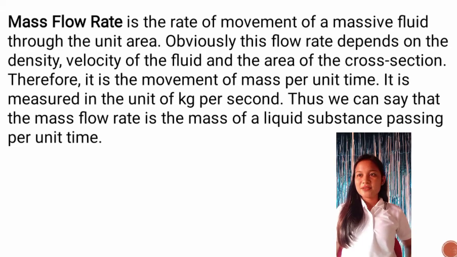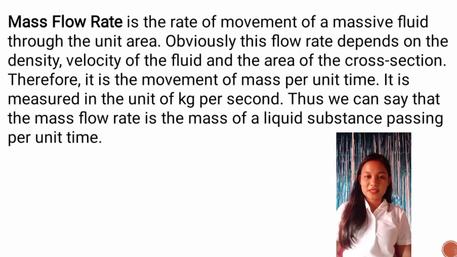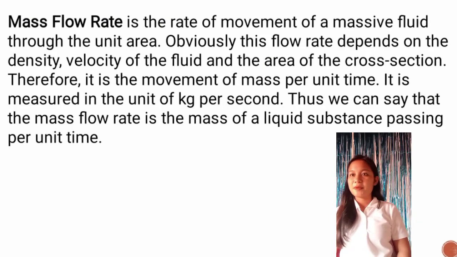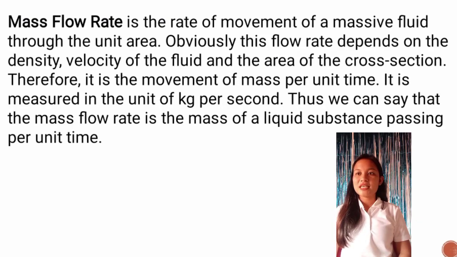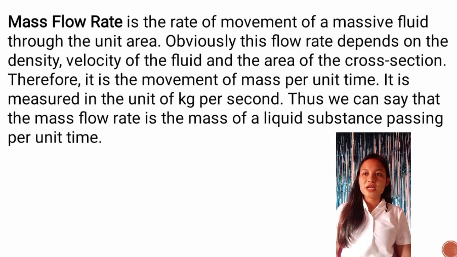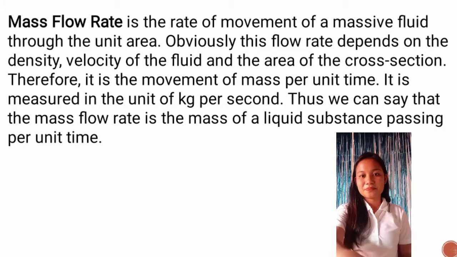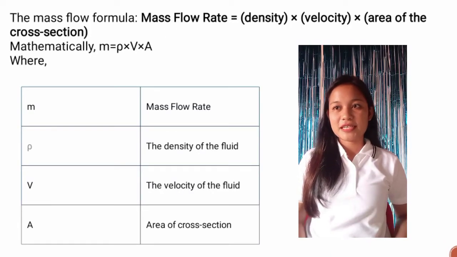Mass flow rate is the rate of movement of a massive fluid through the unit area. Obviously, this flow rate depends on the density, velocity of the fluid, and the area of the cross-section. Therefore, it is the movement of mass per unit time. It is measured in the unit of kilogram per second. Thus, we can say that the mass flow rate is the mass of a liquid substance passing per unit time.